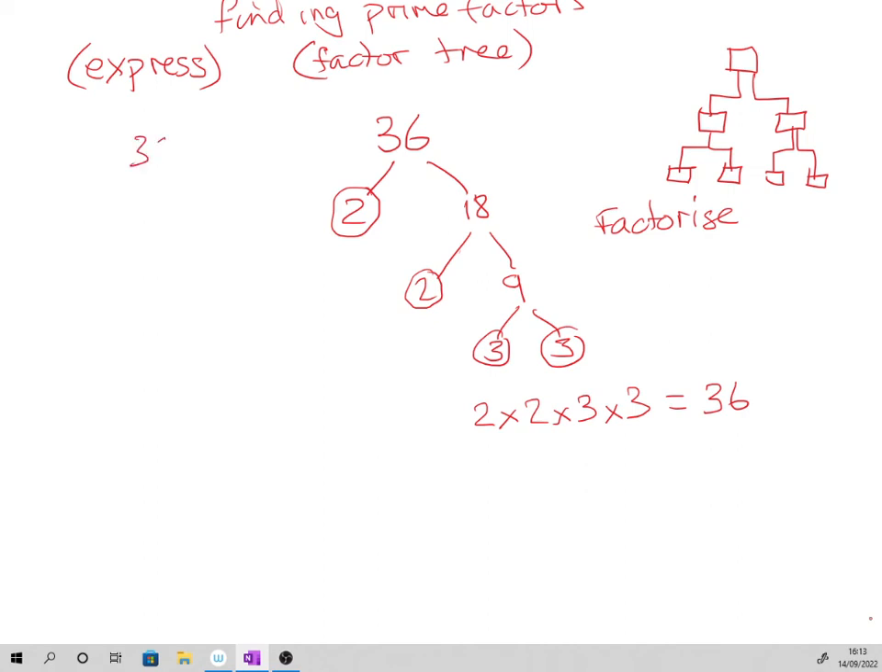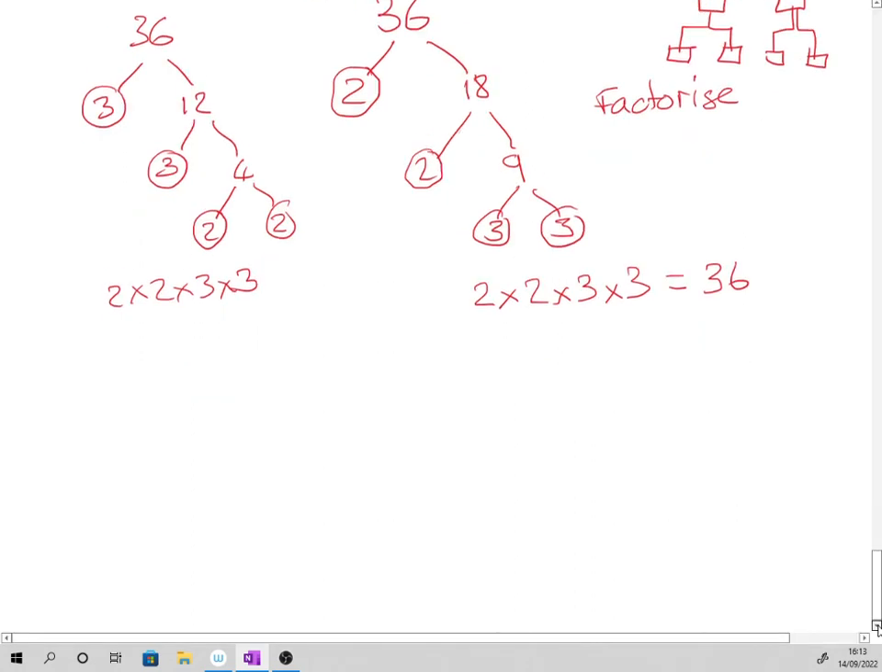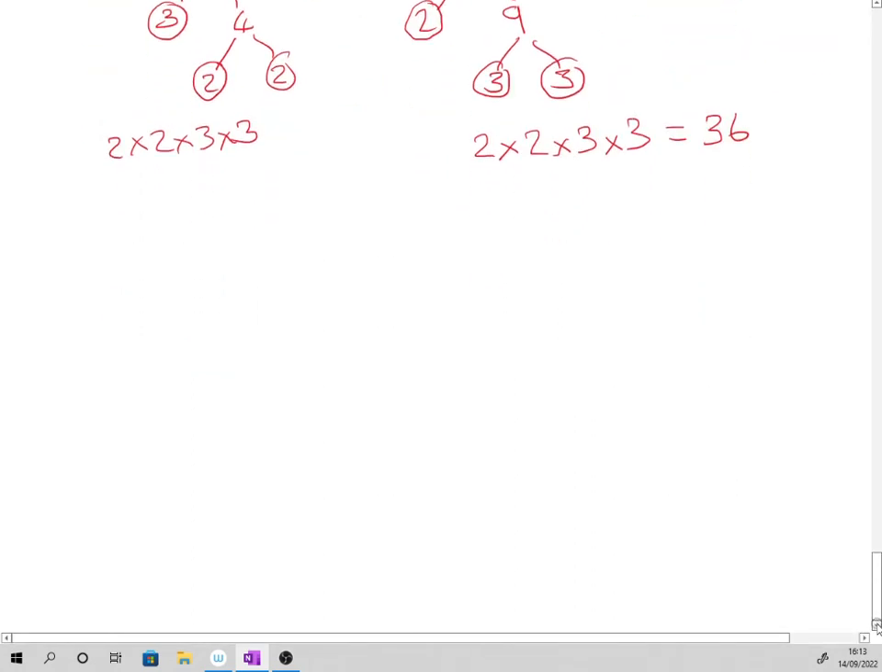Now if we'd chosen a different number, say 3 times 12, that's a prime number, and that's 3 times 4, that's a prime number, and that's 2 times 2, they're prime numbers. And you see, again, we've got 2 times 2 times 3 times 3. So it doesn't matter which way around we do it.